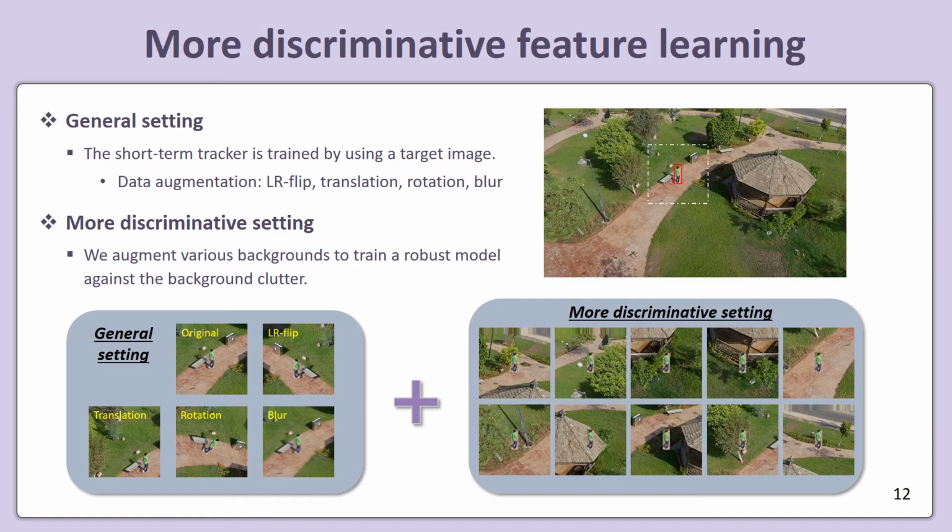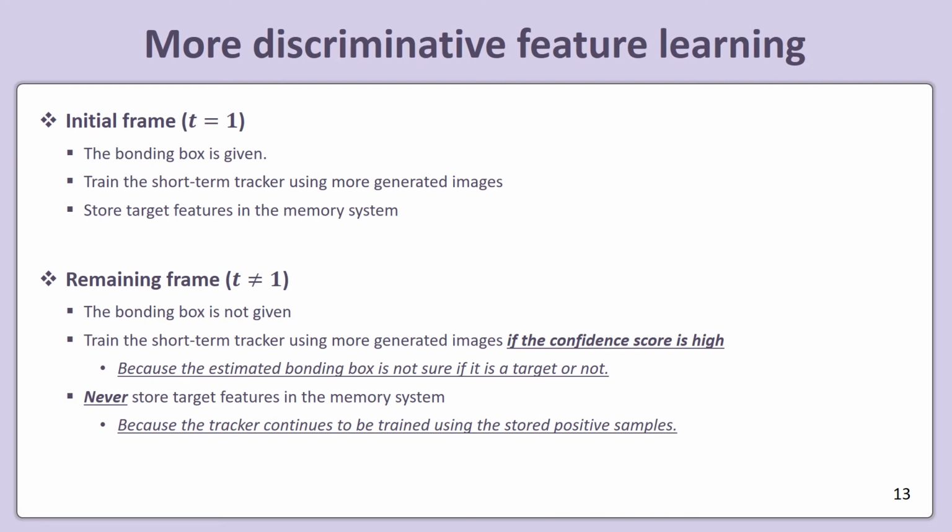We can see some examples in the left images. To learn more discriminative features, we augment various backgrounds. We can see that various backgrounds are synthesized with the person image. This approach enables training a model that is more robust against background clutter. The discriminative feature learning scheme differs somewhat depending on the situation.